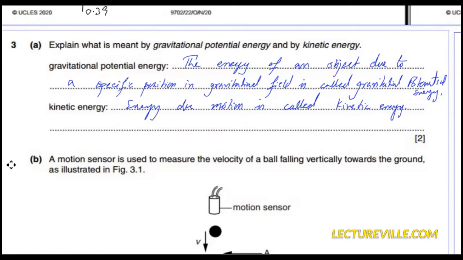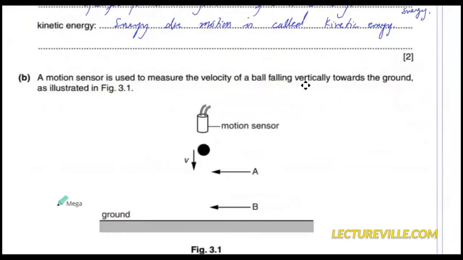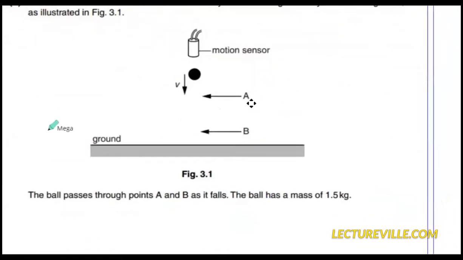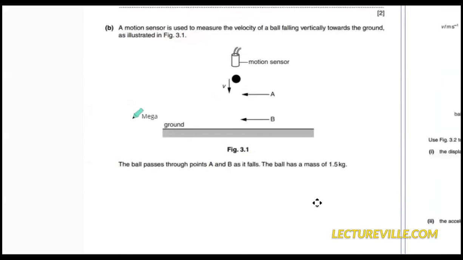Now, a motion sensor is used to measure the velocity of a ball falling vertically towards the ground. As illustrated, the object is falling down. There are two sensors, A and B. The ball passes through points A and B as it falls. The ball has a mass of 1.5 kg.